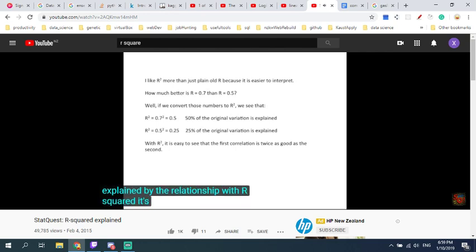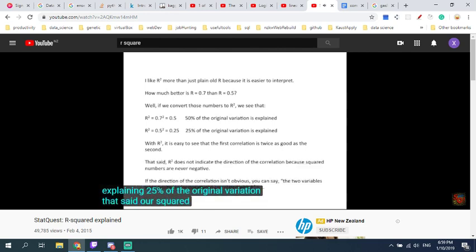With r squared, it's easy to see that the first correlation is twice as good as the second. Explaining 50% of the original variation is twice as good as only explaining 25% of the original variation. That said, r squared does not indicate the direction of the correlation because squared numbers are never negative. If the direction of the correlation isn't obvious, you can say the two variables were positively or negatively correlated with r squared equals whatever that value may be.